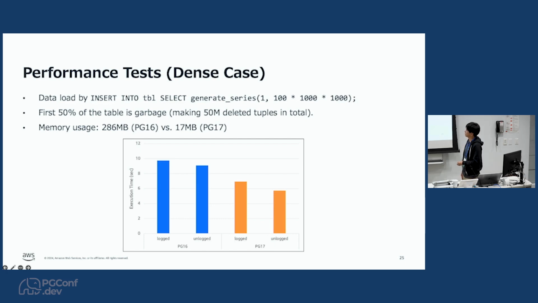Looking at the performance, in Postgres 16, it took almost 10 seconds, but in 17, it took less than 7, almost 6 seconds. And also looking at memory usage, in Postgres 16, it uses 286 megabytes, whereas in Postgres 17, it uses only 70 megabytes.